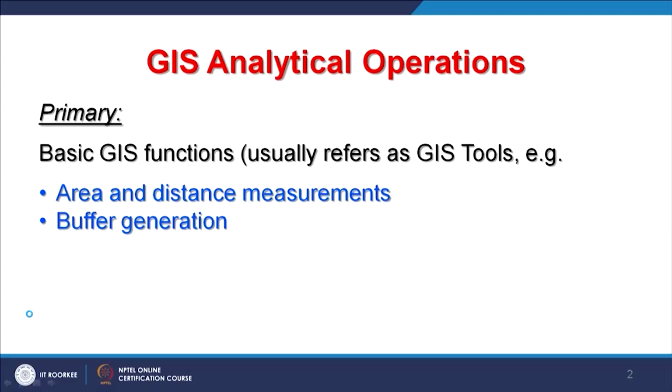It usually refers to GIS tools we will be using to simply measure area, distance along a line, area for a polygon or perimeter, maybe buffer generation along a line or a point or even a polygon. Buffer part we have not discussed yet, but in future we would definitely be covering that. So buffer generation is also one of the analytical operations, and then reclassification etc.